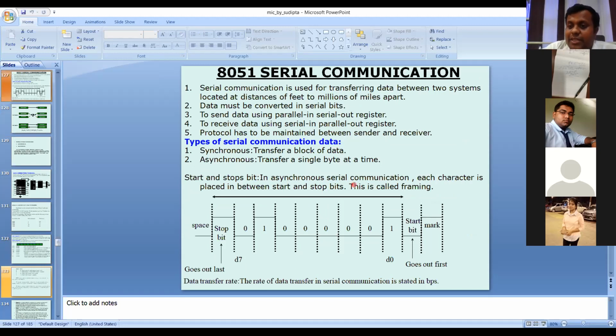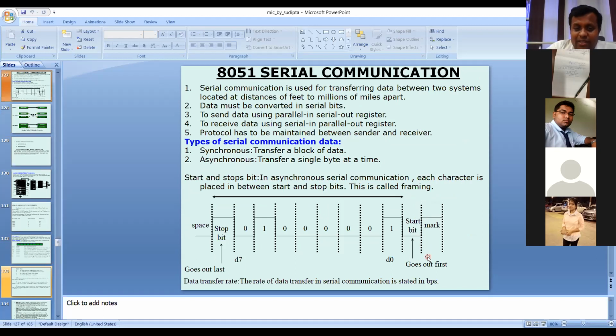TI means transmission interrupt flag. At the beginning of the start bit, the TI flag will be set. Means I am transmitting a data.